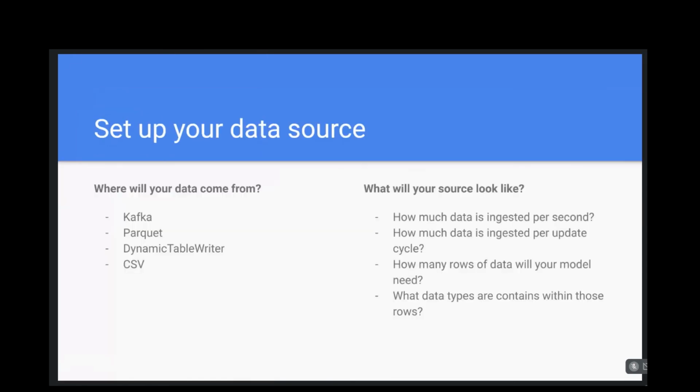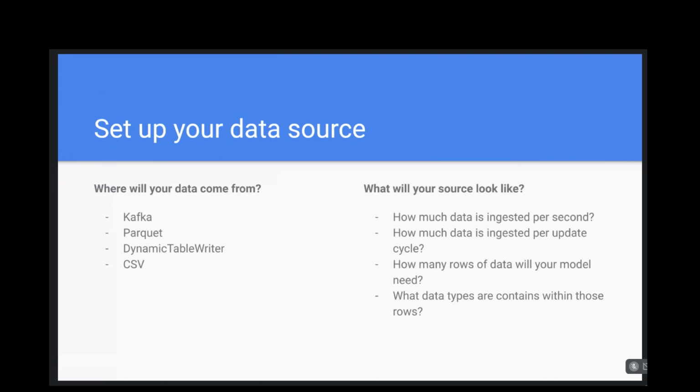So, setting up a data source in Deephaven specifically, your data may come from a Kafka stream or Parquet files, or perhaps you want to create a simulated stream using Dynamic Table Writer. Perhaps you have a CSV file. Any of these things can be used in addition to a Python script that maybe does web scraping, or you're looking at Twitter data. But regardless of all of that, you need to consider how much data is ingested per second and per update cycle.